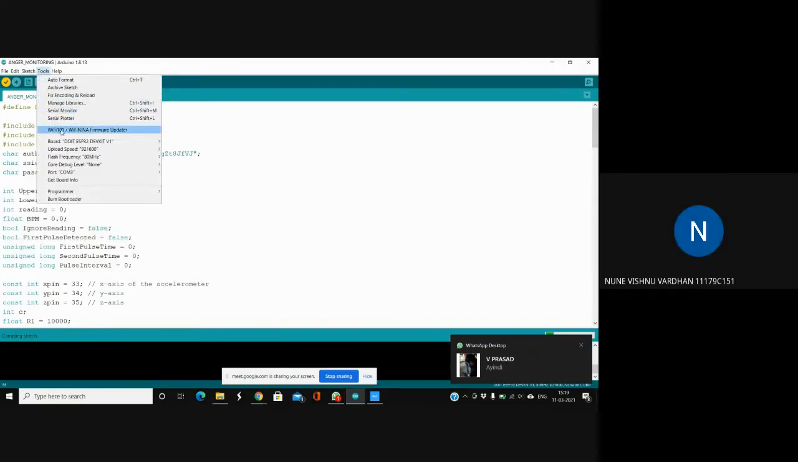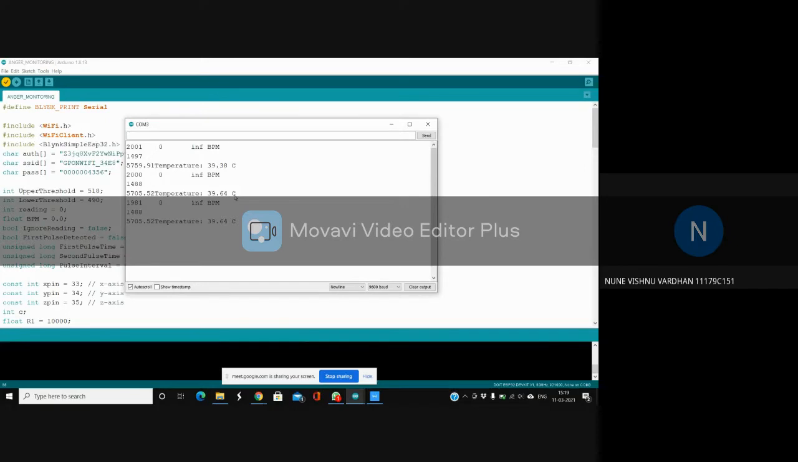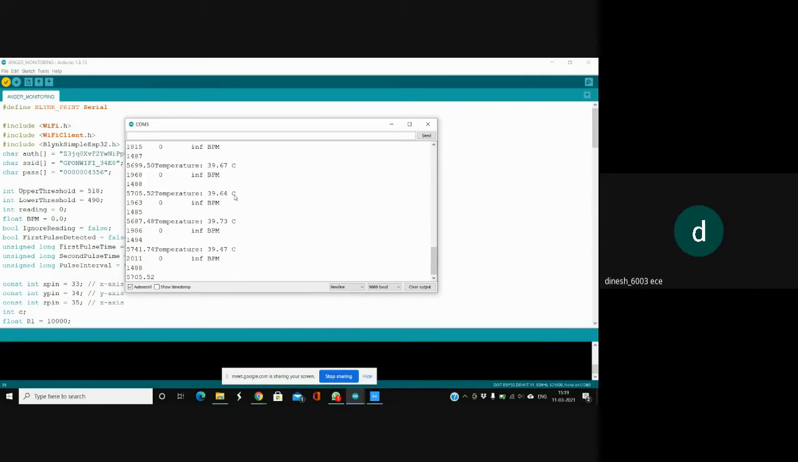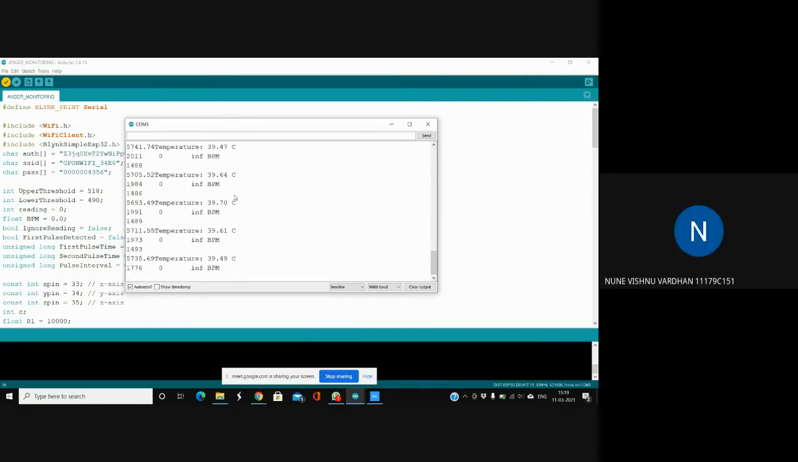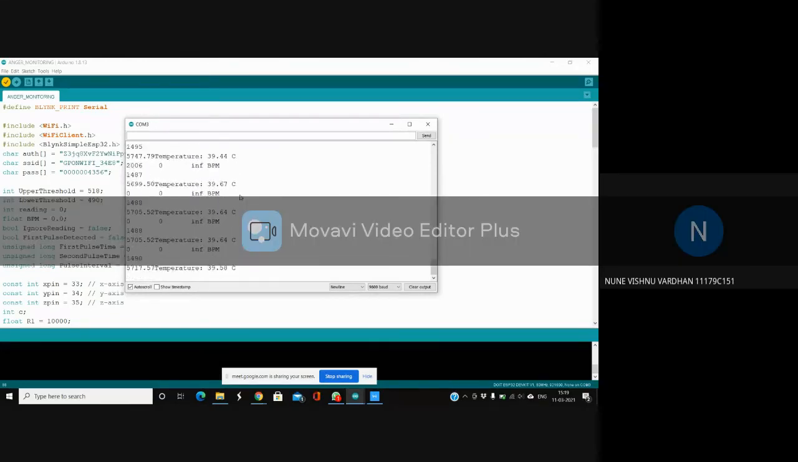Serial monitor, and this will be the value, sir. Now I didn't touch any sensor, sir. Now you can see slowly. Is my screen visible, sir? Temperature values, yes. Here we can see temperature 39.6 something, sir. The BPM is infinity. I haven't touched the sensor, sir. In 1 minute, I can change the values by touching the sensors.